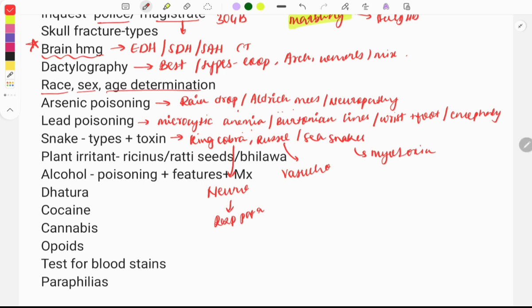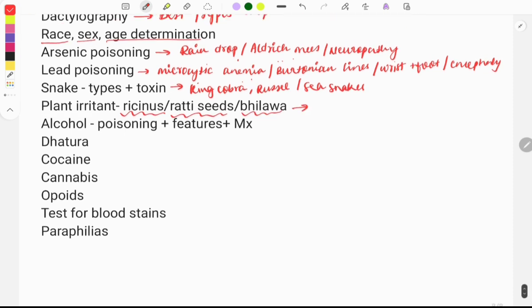So moving on to the plant irritants. So questions are asked on the irritants. Usually one-liners are asked. They'll give the image and ask you the active component of this, the active component of the seed. Okay, like you need to know the ricinus, then the abrus, and the bivala. Bivala is used for the artificial bruise. It is used to create the artificial bruise.